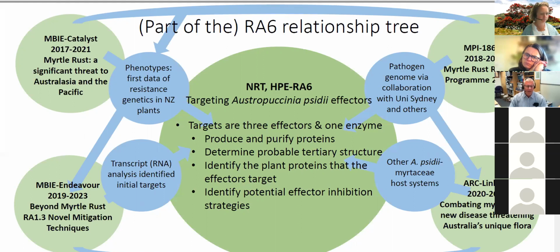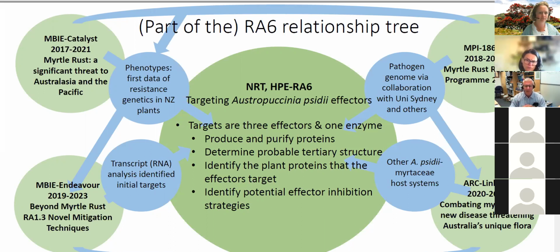And then in the Beyond Myrtle Rust, the Endeavour funded program, is where we did our initial transcript analysis. So that was taking those phenotypes, those plants that we knew were resistant or susceptible, and looking at how they were responding at an RNA level to being infected, and also what genes the pathogen was expressing. And we could take all of that data and put it together as a proposal for NRT to look at these 3 effectors in one enzyme.